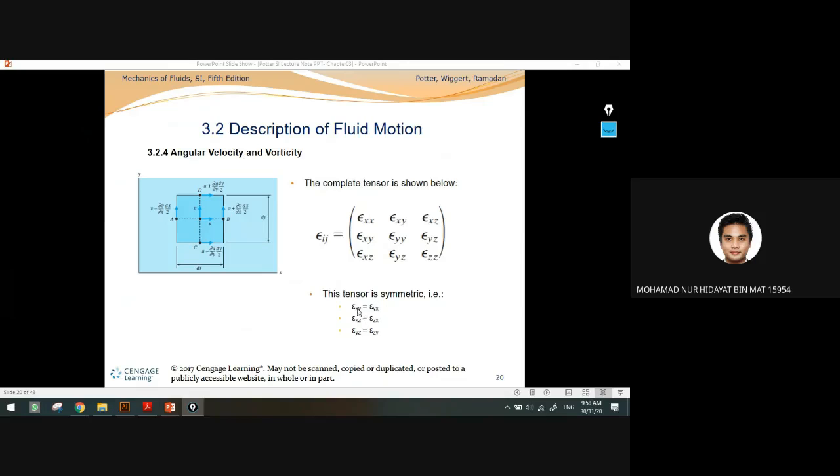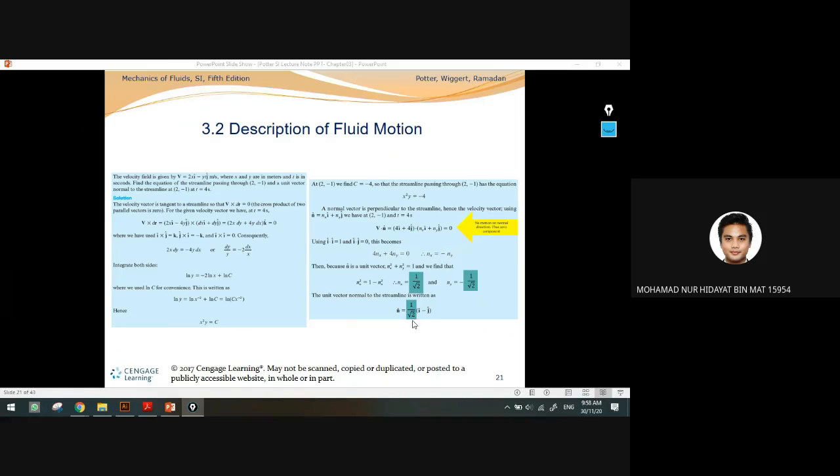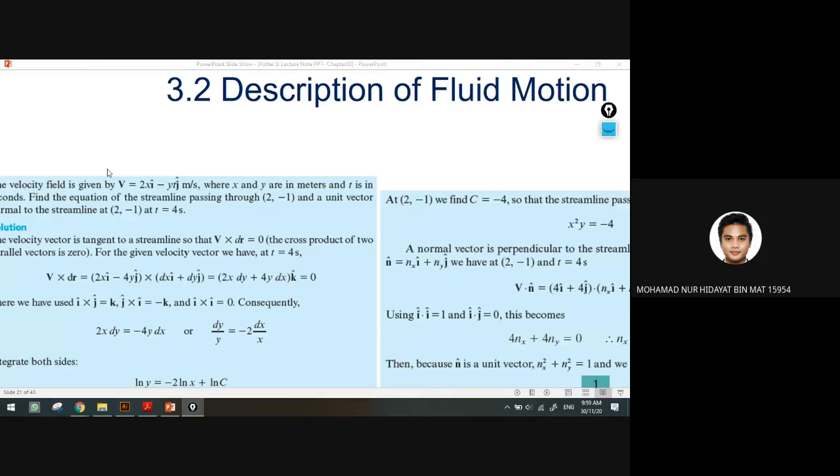We can see that even if we change location, it is symmetric. X, Y, Y, Z. Okay. Description of fluid motion. Now we try to discuss together. I really hope that you understand this part.